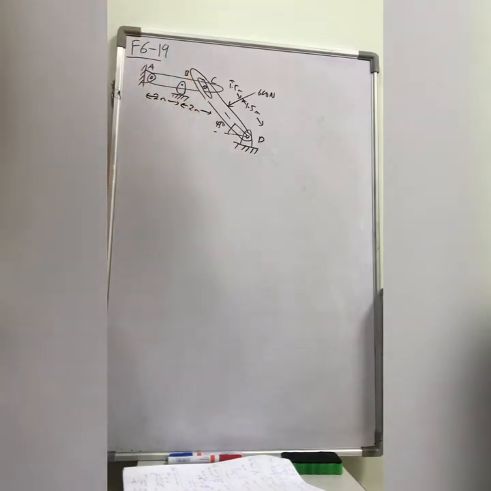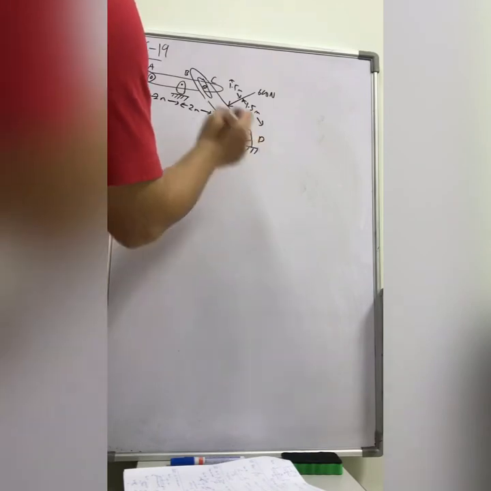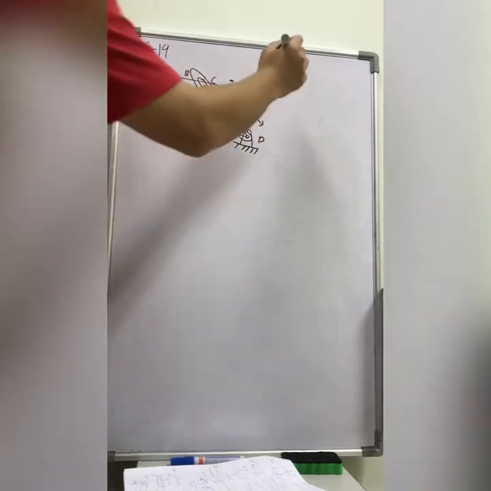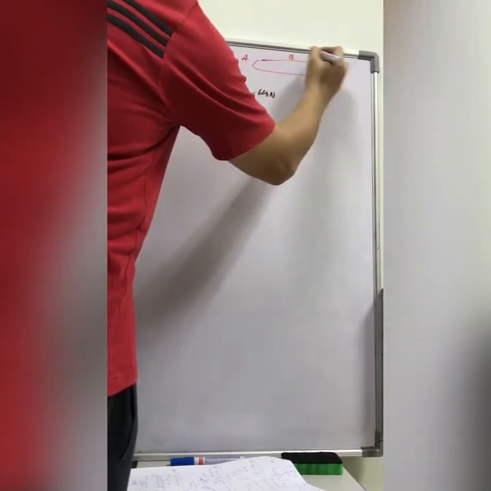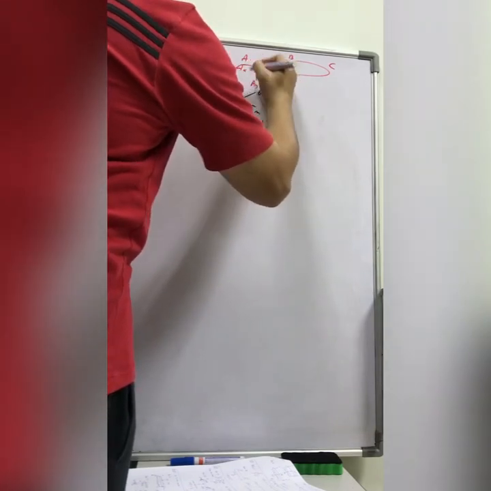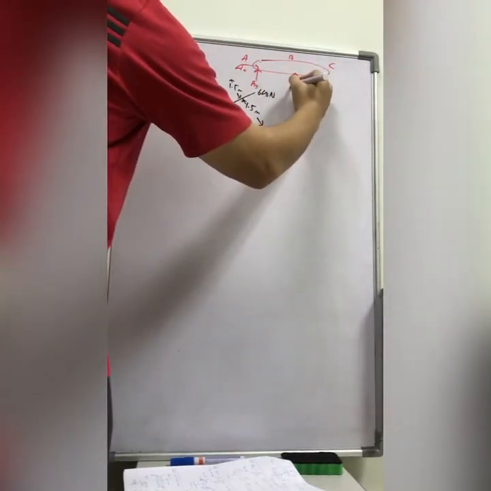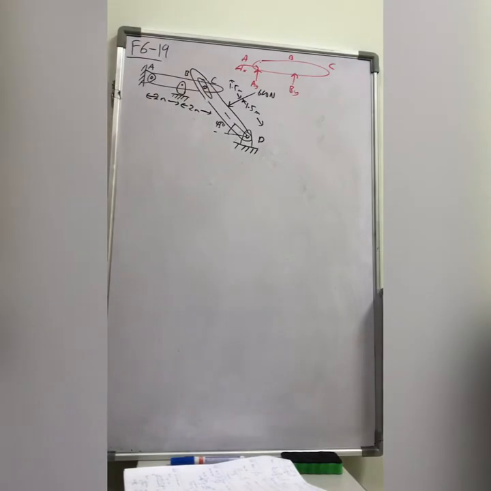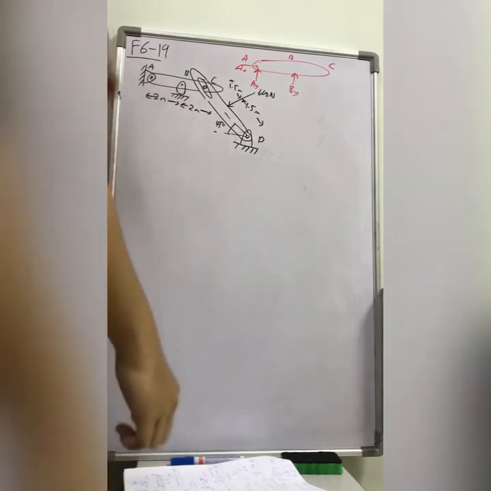So the question asks you to find the reactions, the components of reaction at A and B. So basically what this means is if you draw ABC, you have to find what is this Ax and Ay, the components of A. And then the component of B is just By, isn't it? Because it is a smooth contact, surface contact.